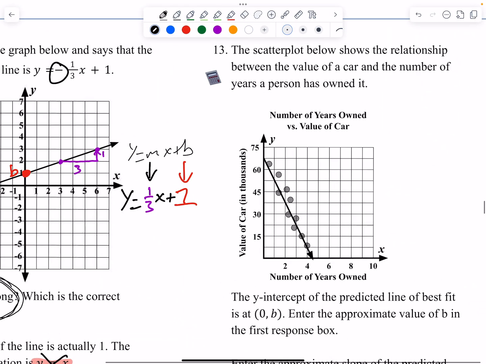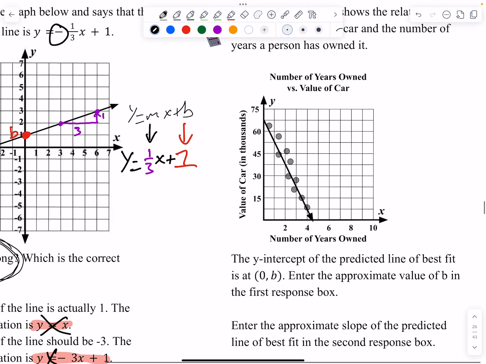So the scatter plot below shows the relationship. Hey, this is the one I just did earlier. Interesting that they asked me this question twice.